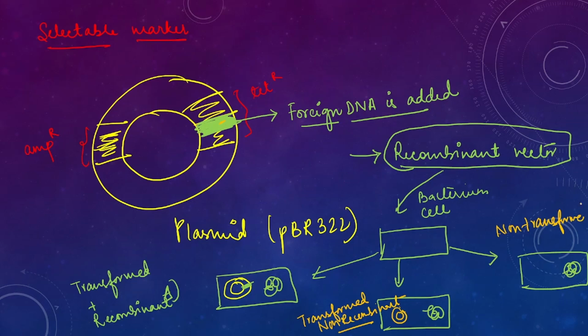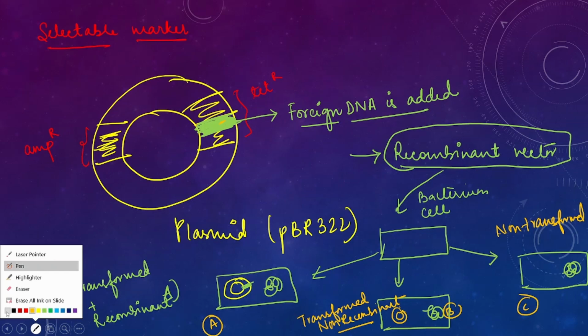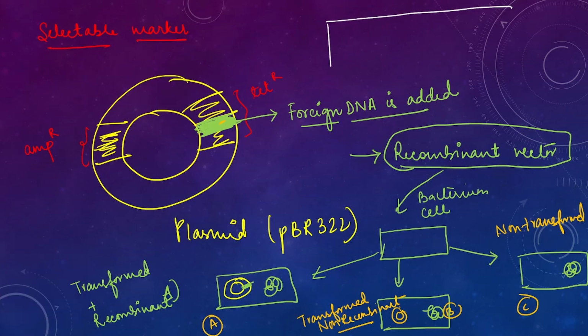And third is non-transformed. Right? Now when these three cells we grow in the presence of antibiotics, ampicillin and tetracycline, what results do we get? So this is A, B and C. Now what I have done, I have started growing these three cells, A, B, C.